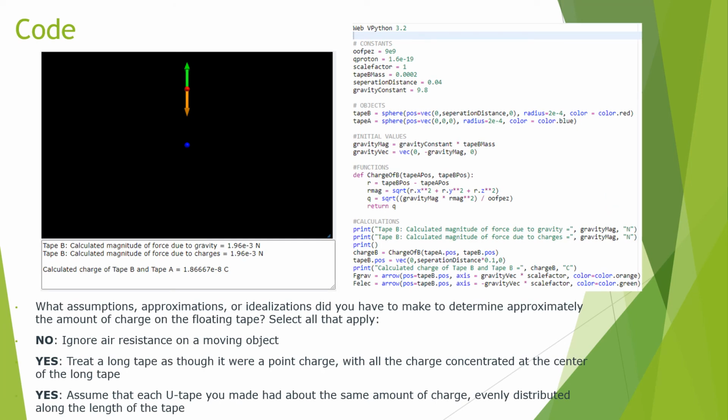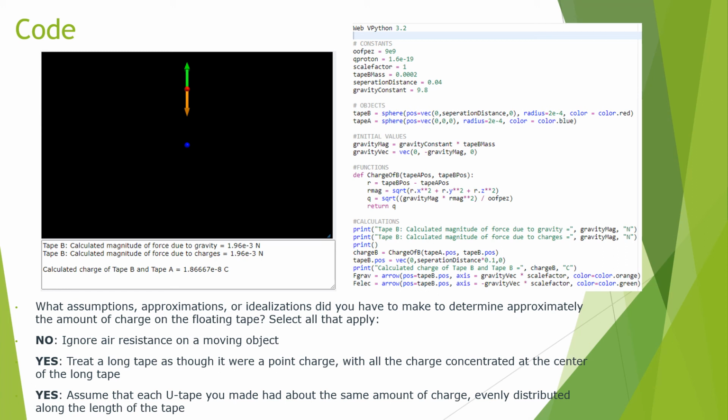To the left, there is a blue sphere that represents tape A and the red sphere that represents tape B, with the green arrow indicating the force created by tape A and the orange arrow indicating the gravitational force on tape B. And as we can see, the calculated charge of tape B and tape A is also 1.86 times 10 to the negative 8 coulombs as we calculated previously.